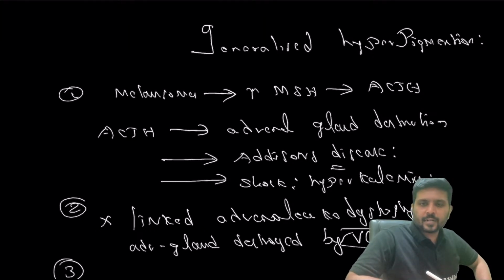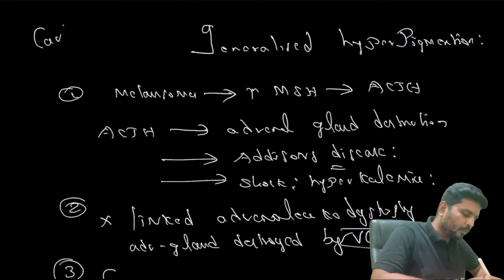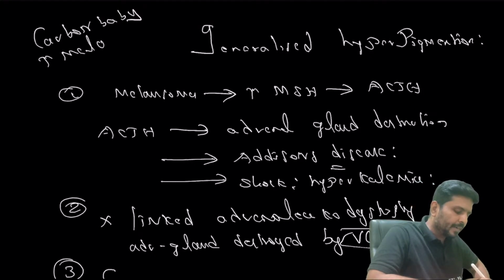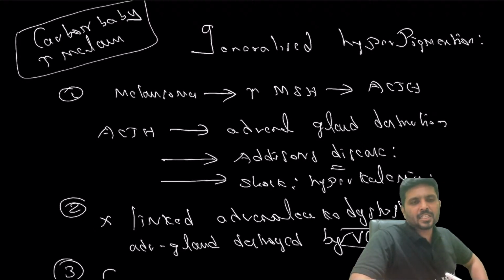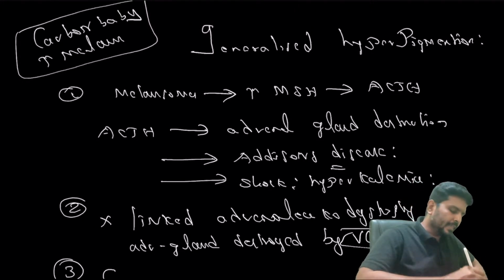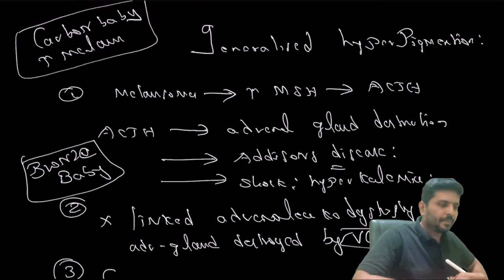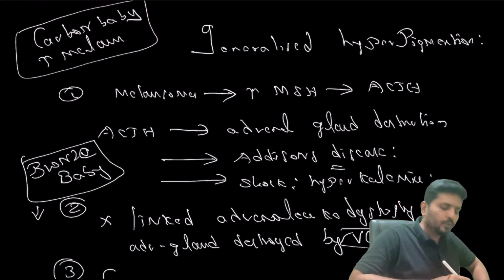Other causes for generalized hyperpigmentation are carbon baby syndrome. What is that? Carbon baby syndrome is characterized by increased melanin pigmentation of the child, leading to black discoloration throughout the body. Another cause is bronze baby syndrome. One is carbon baby syndrome. Second is bronze baby syndrome. This bronze baby syndrome is mainly due to the side effect of phototherapy.